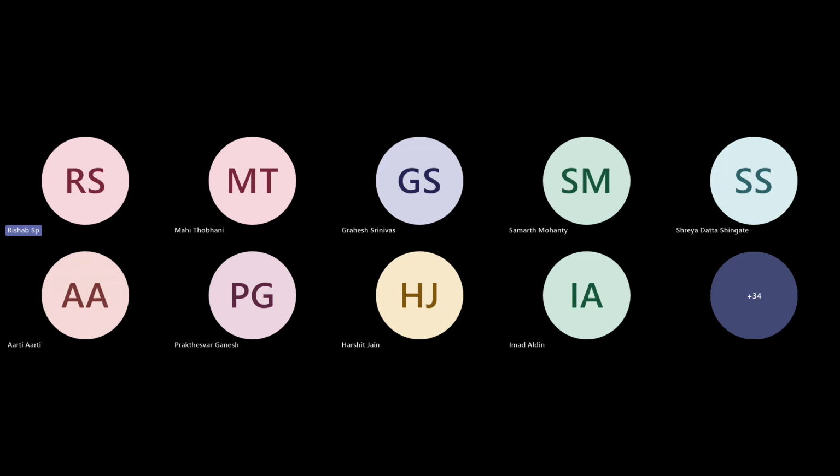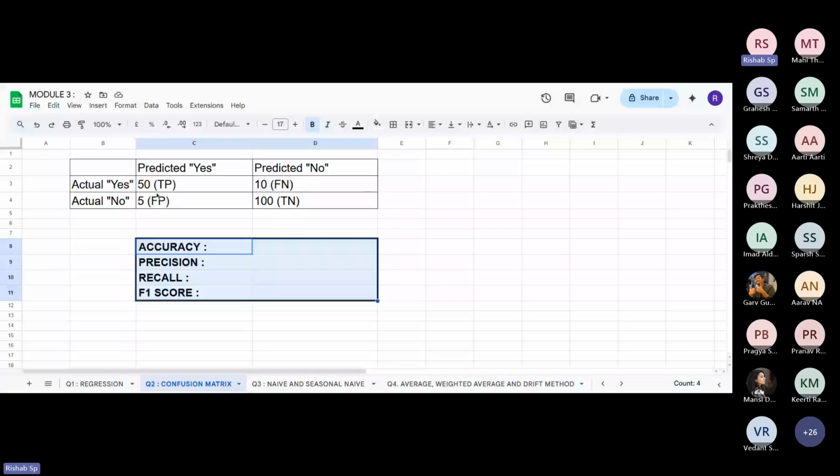So we have a table here. Simple, 50 TP we have, TN we have, FN we have, FP we have. We'll first calculate the accuracy. What is accuracy? TP plus TN divided by total sum. So we'll do 50 plus 10 plus 5 plus 100. So we got the answer, 0.90.